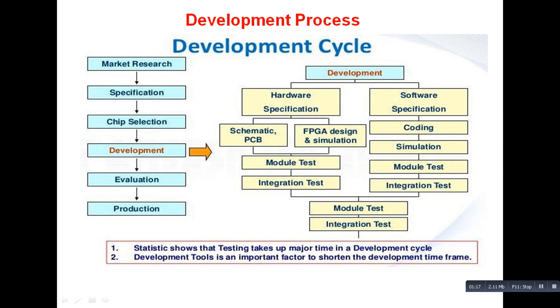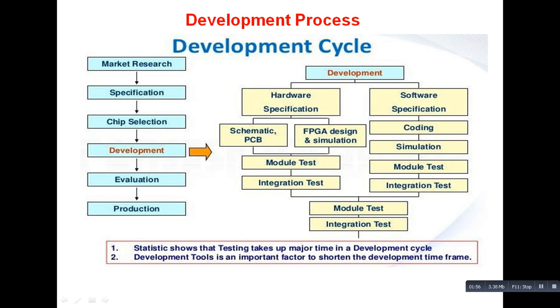After developing, we get one system, and then we evaluate that system, and then we go for the production. After production, we get one product, and that product is used by a number of people. According to their review, we can make some modification in the system. That goes again under evaluation, then we make one product. The main part is the development, and we divide that development into two parts: hardware specification and software specification.